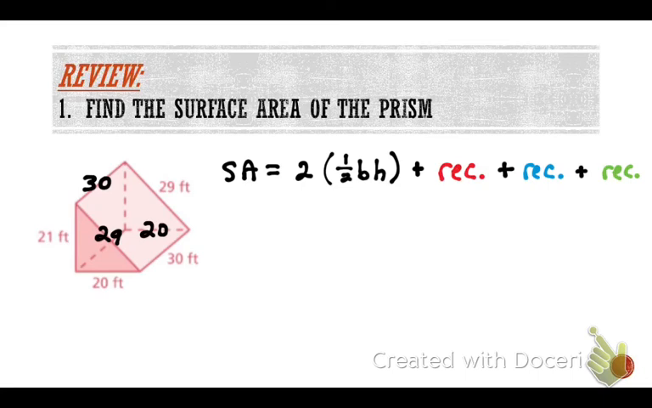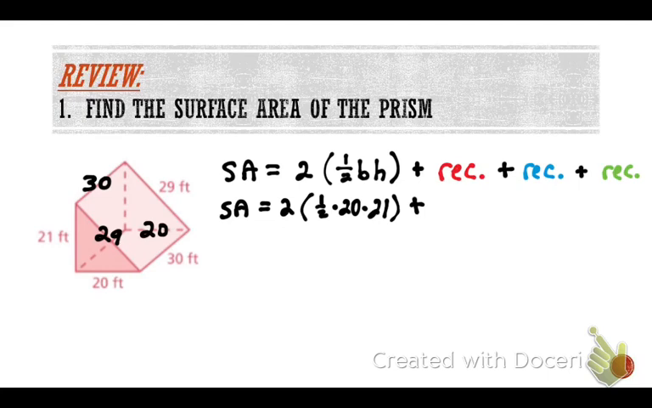All right, now let's move on. SA equals 2 times 1/2 times, let's just look at this triangle right here. Guys, what is the base and the height of that triangle? 21 and 20. It does not matter which order you put it in. Times 21, times 20. Either order is fine.